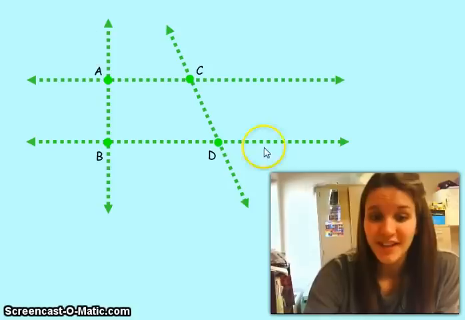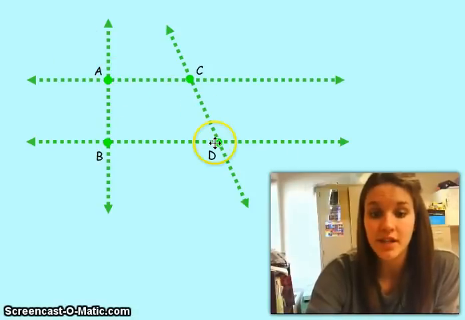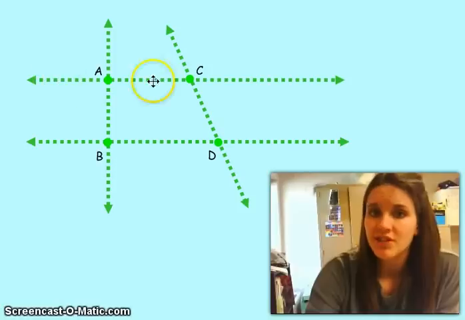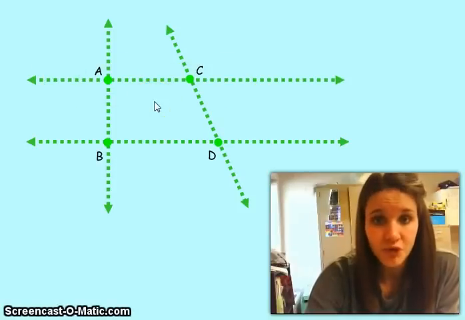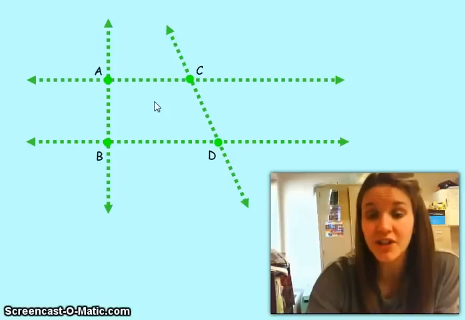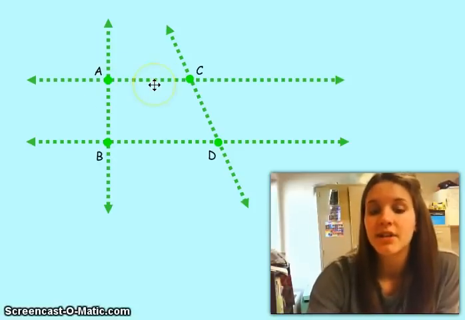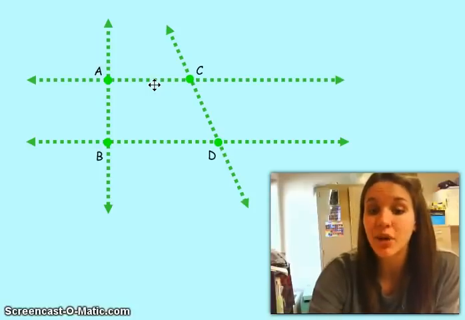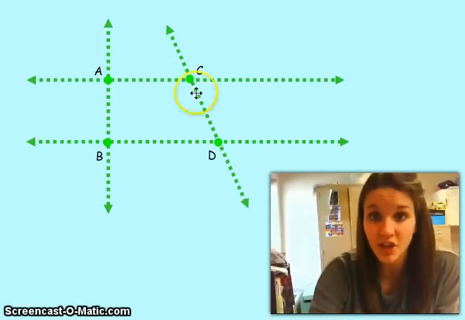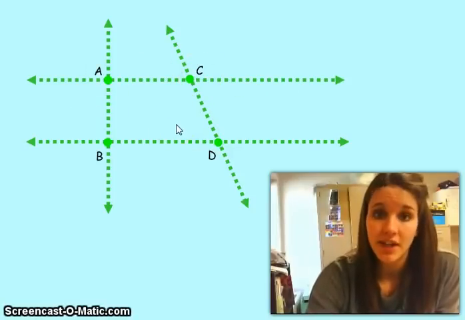I found 4 points: point A, point B, point C, and point D. Are there more points on line AC than what I have shown you? Hopefully you said yes, because we just learned that a line is a straight line of points. An infinite number of points. I could put as many points as I wanted on this line because it's going to continue on and on forever. So we found some lines, we found some points.